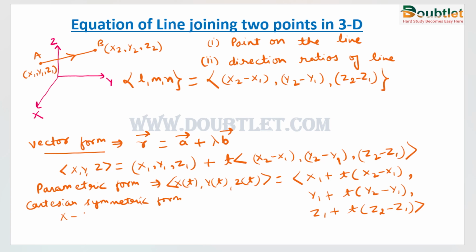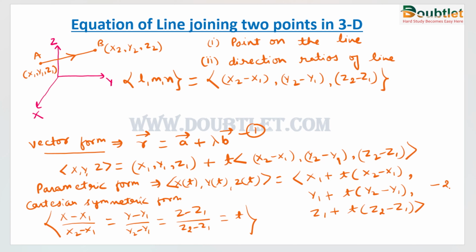In that we can write x minus x1 divided by x2 minus x1, y minus y1 divided by y2 minus y1, and z minus z1 divided by z2 minus z1 is equal to t. So this is the first type, this is the second type, and this is the third type. The examiner can ask you any of these types of the equation of a line. This is how we have learned the basic concept of how to find the equation of a line.